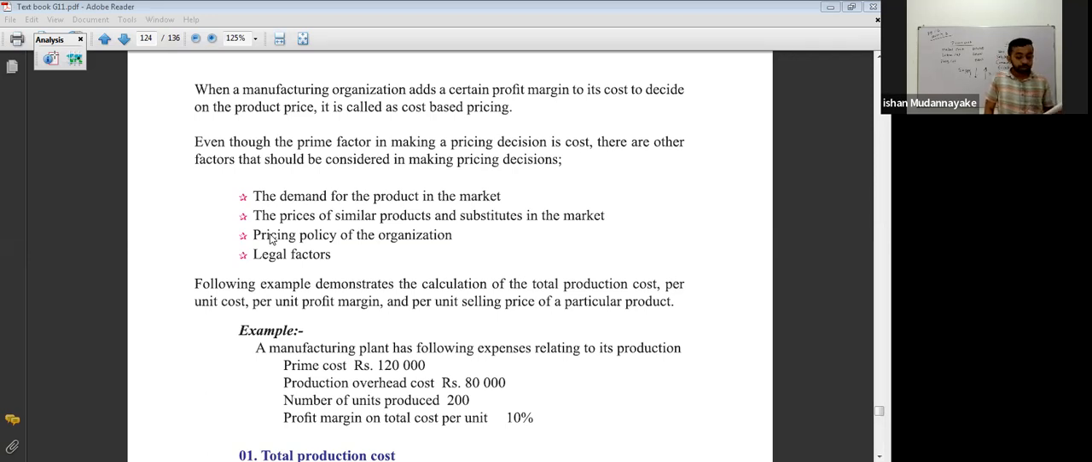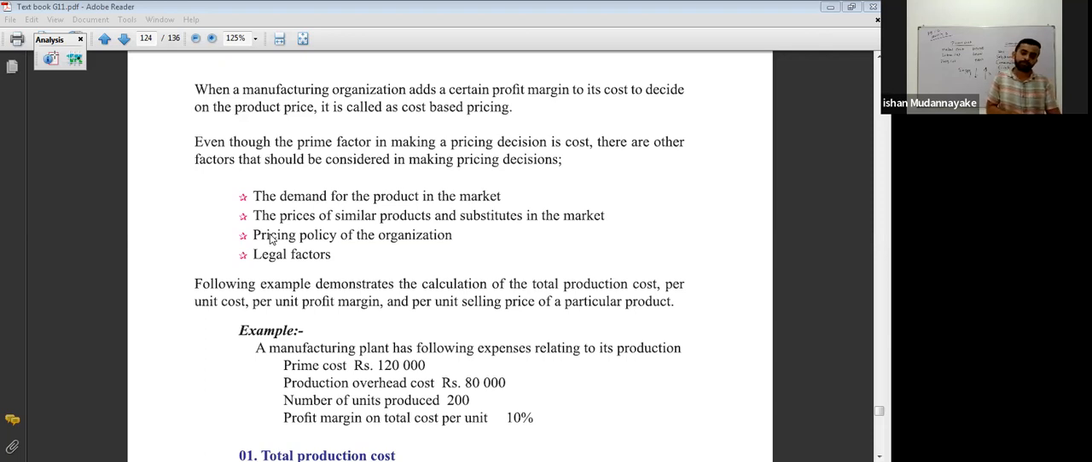Okay, and then fourth, legal factors. You need to focus on legal factors. For example, the Litro Gas company and Laugfs Gas company cannot increase prices of gas. Why? There's a government restriction, government control. The Sri Lankan government controls prices of gas. The Sri Lankan government controls prices of fuel. Therefore, you need to focus on legal factors when you're deciding prices of your product.